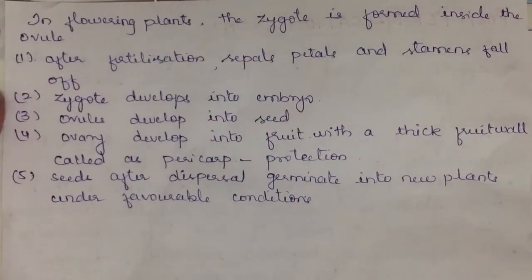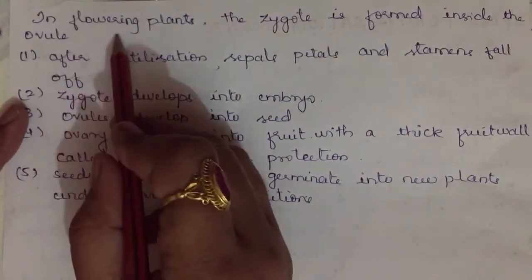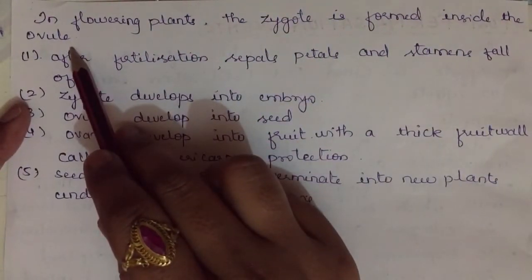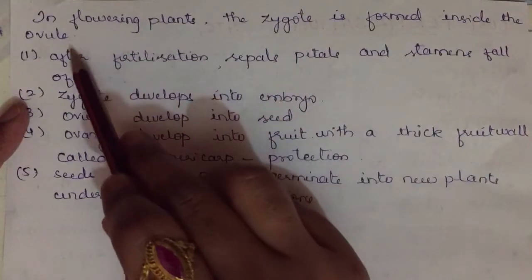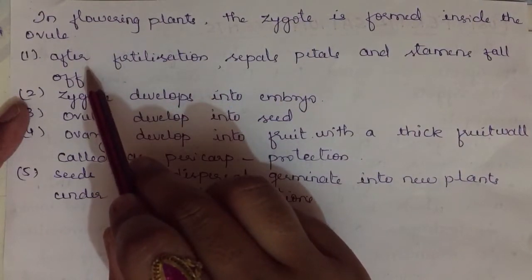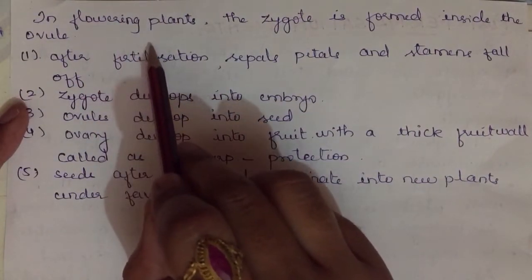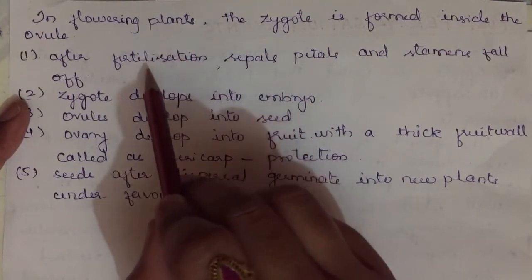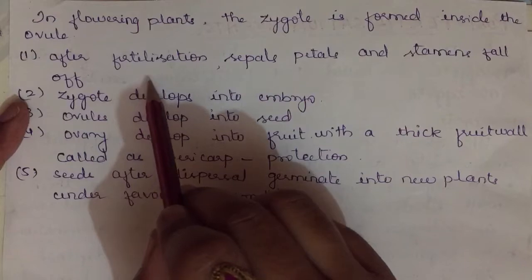Next, here we have flowering plants. In flowering plants, the zygote is formed inside the ovule. We are talking about post-fertilization events. What happens in post-fertilization events? As we said, there is cell division and embryogenesis, everything.